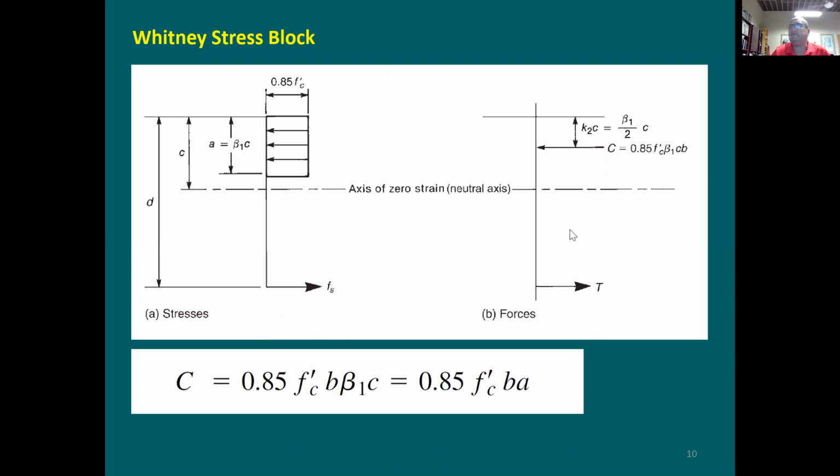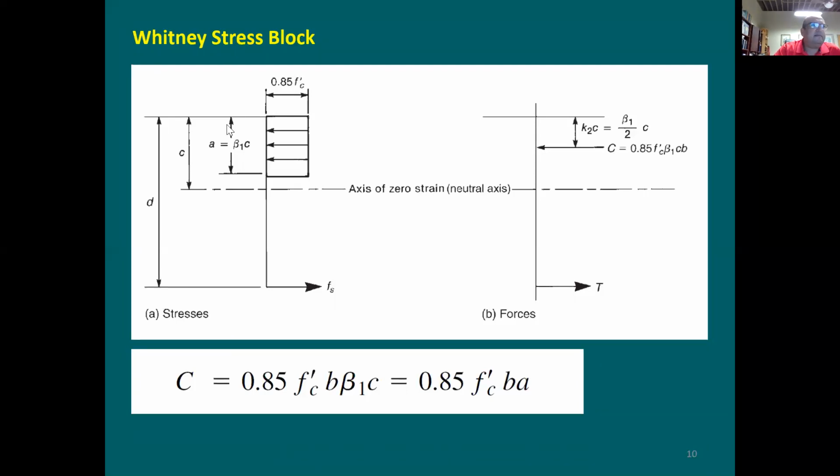Okay, here's the simplification. We will have this Whitney stress block. That was done a very long time ago. I'm not talking about the 70s or the 80s. I'm talking about 1895, I guess, if I'm not mistaken.